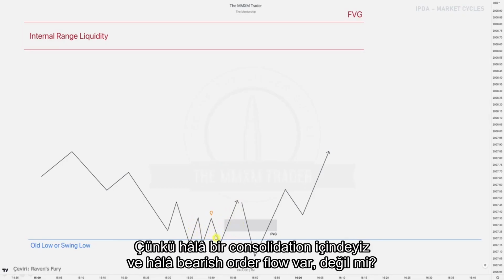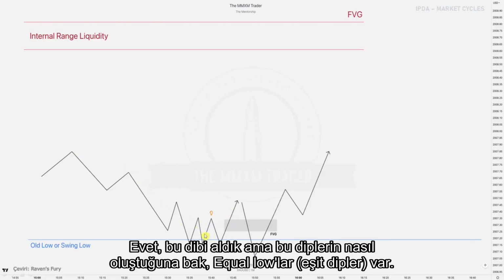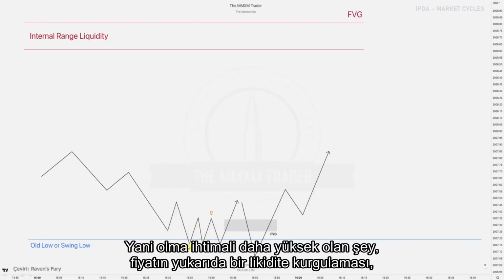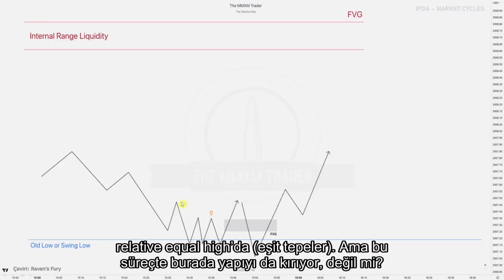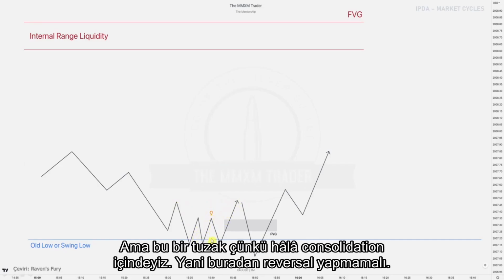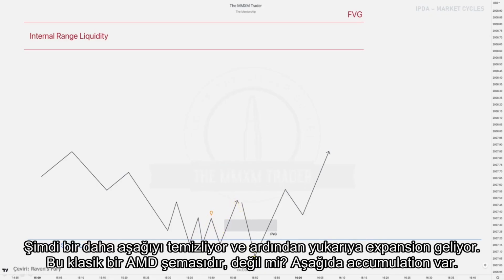We have a break of structure over here, but no, we are not reversing from this. Why? Because we have this consolidation and we're still in bearish order flow. Yes, we did take out this low, but look at how these lows are formed. We have these equal lows. What's more likely to happen is that price engineers liquidity up here in relative equal highs. In the process, it does break structure over here, but it's a trap because we still have that consolidation, so it shouldn't reverse from here. Now we have one more raid lower and then expansion up higher.